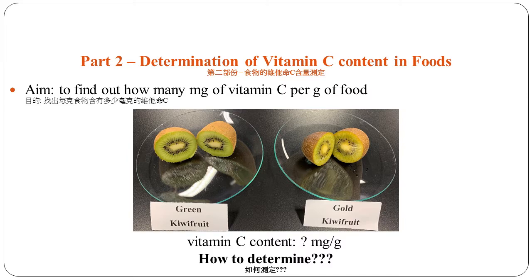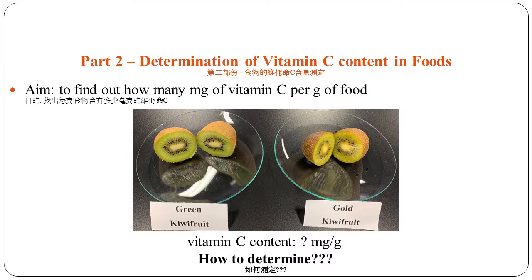Here, part 2, determination of vitamin C content in fruits. In this part, the aim is to find out how many milligrams of vitamin C there are per gram of food. And so, the unit of vitamin C content is milligram per gram. And then, how to determine?